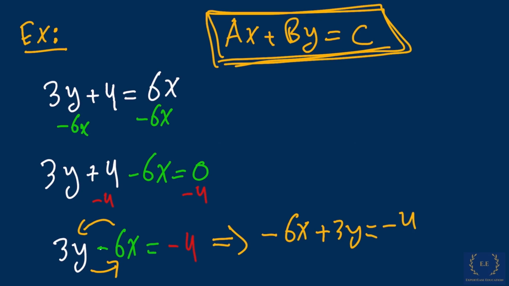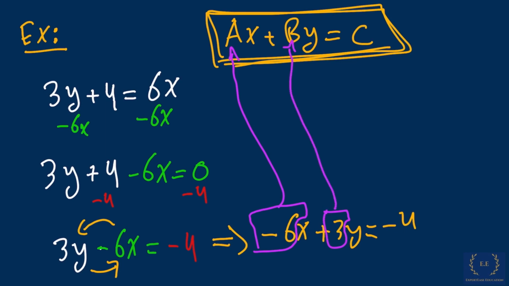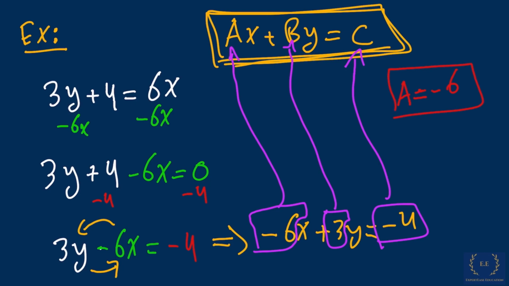I'll end up having exactly the same format, such that this is my A, this is my B, and this is my C. And always, always, always, when you are done with the problem, make sure that you write it down. Your A equals minus 6. Your B equals 3. And your C equals minus 4.